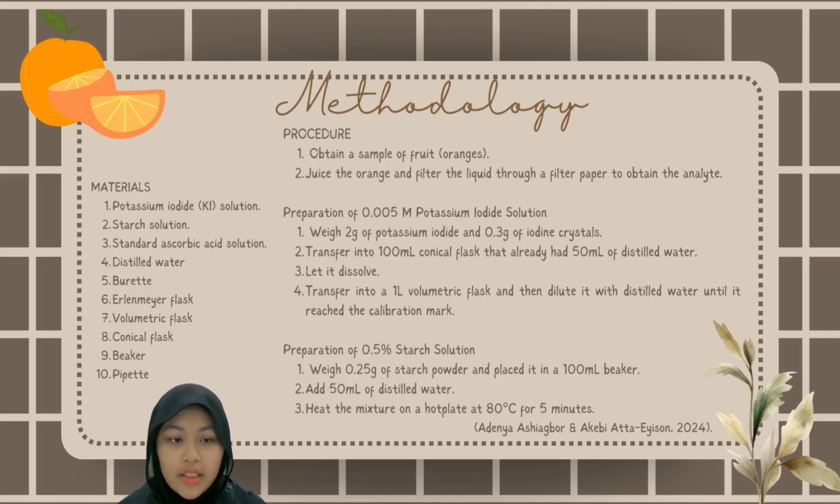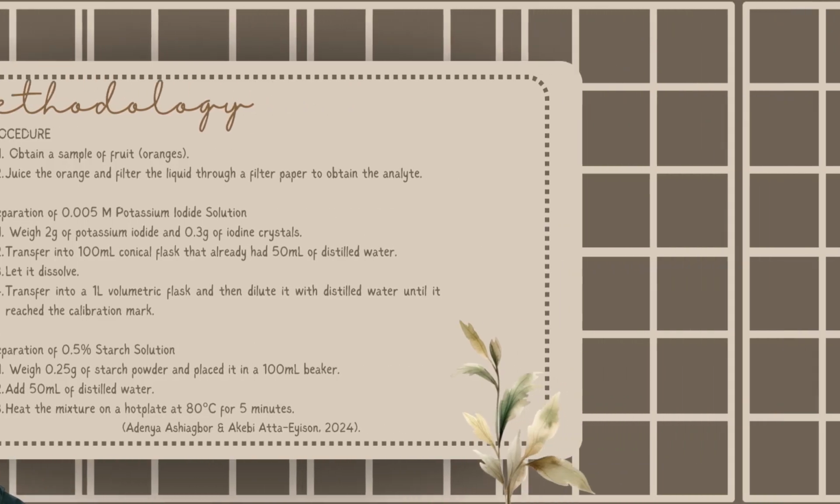So next, the preparation of 0.5% starch solution. Weigh 0.25 gram of starch powder and place it in a 100 milliliter beaker and add 50 ml of distilled water. Heat the mixture on a hot plate at 80 degrees Celsius for 5 minutes.